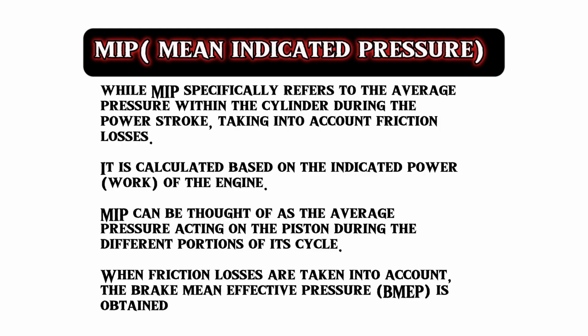MIP specifically refers to the average pressure within the cylinder during the power stroke. MIP is calculated based on the indicated power of the engine. MIP can be thought of as the average pressure acting on the piston during the different portions of a cycle. When friction losses are taken into account, the brake mean effective pressure is obtained.